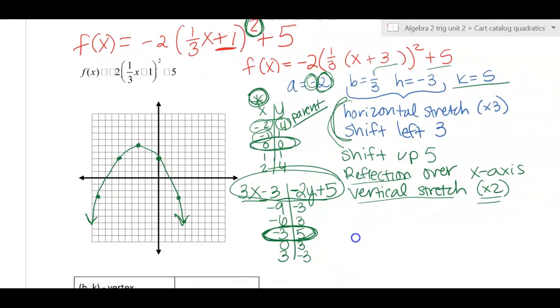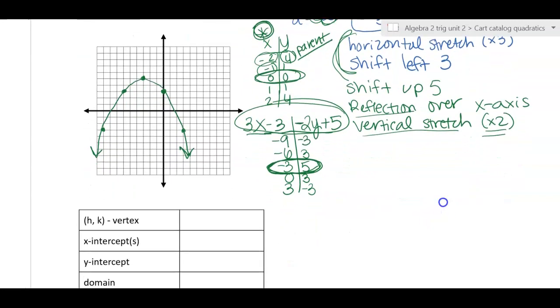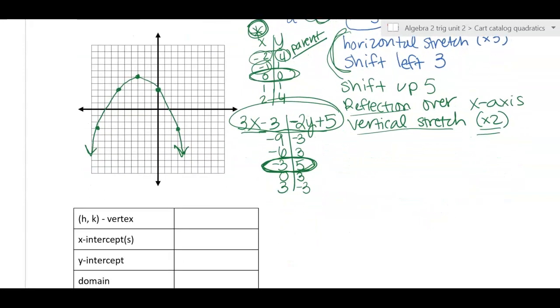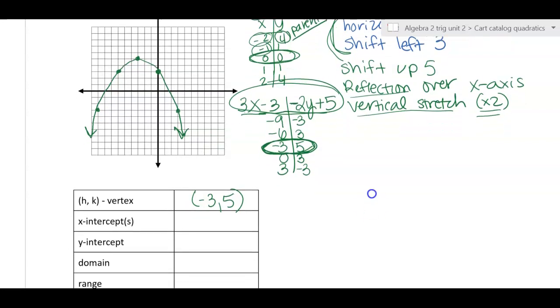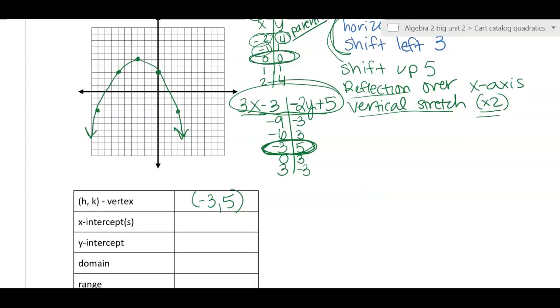So let's go through and figure out the things down here. So, new people. Vertex, who can give me that? Peyton. Nice job. All right, we're going to come back to x-intercept and talk about that in a minute. Y-intercept. Valerie. Good. And you could see it on the graph.